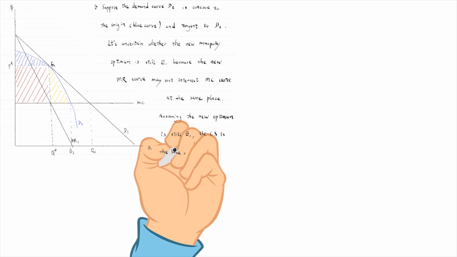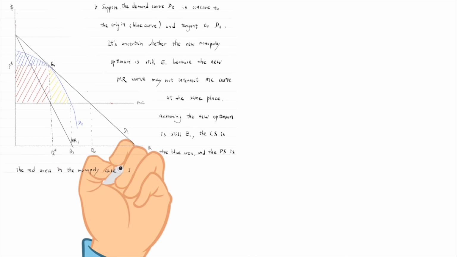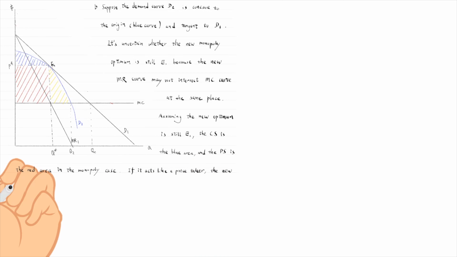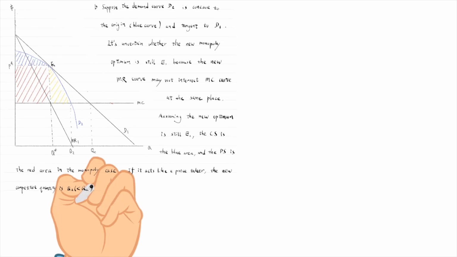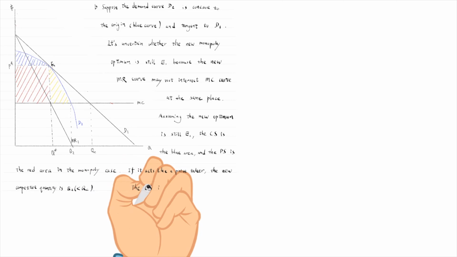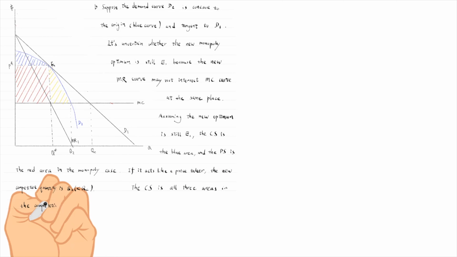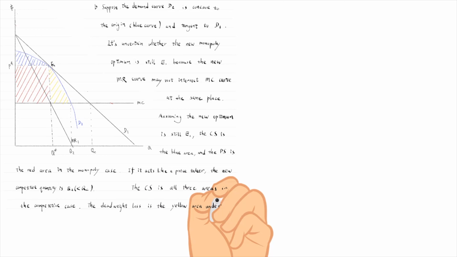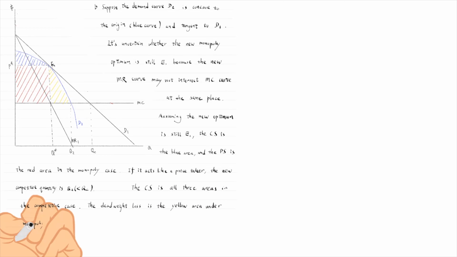The consumer surplus is the blue area and the producer surplus is the red area in the monopoly case. If it acts like a price taker, the new competitive quantity is Q2, which is smaller than QC. The consumer surplus is the sum of all three areas. The deadweight loss is the yellow area under monopoly.